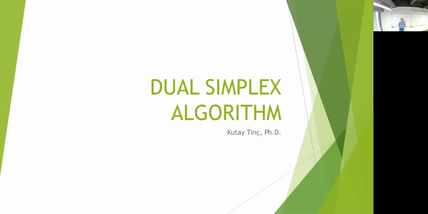Now, of course, we can have a negative right-hand side on the objective function, but when this is a constraint, we are trying to see if we can get rid of negative right-hand side values. And dual simplex helps us with that one.